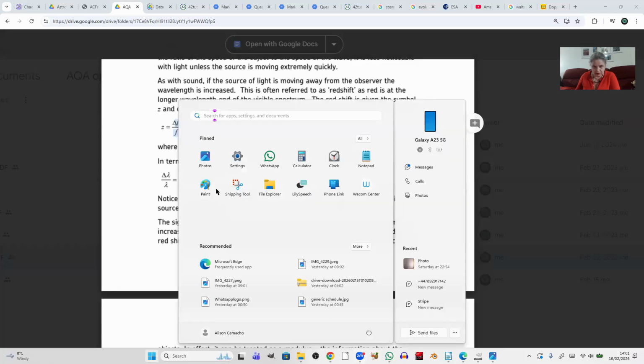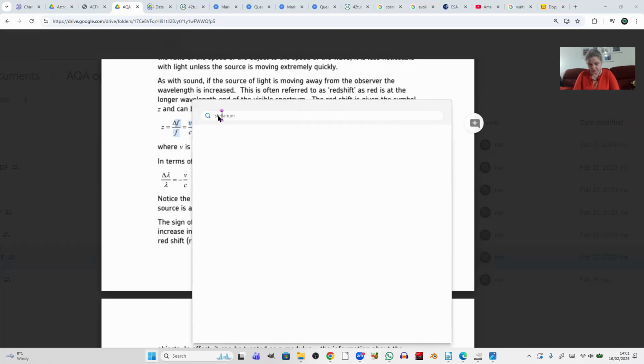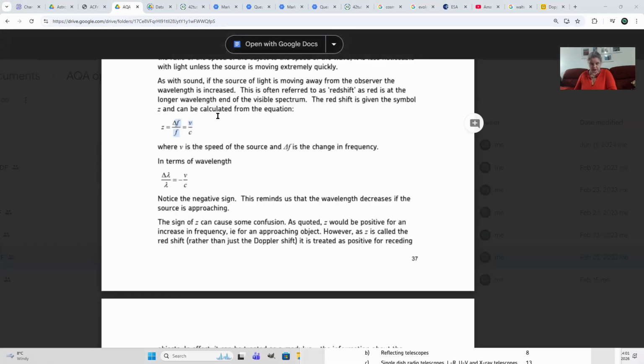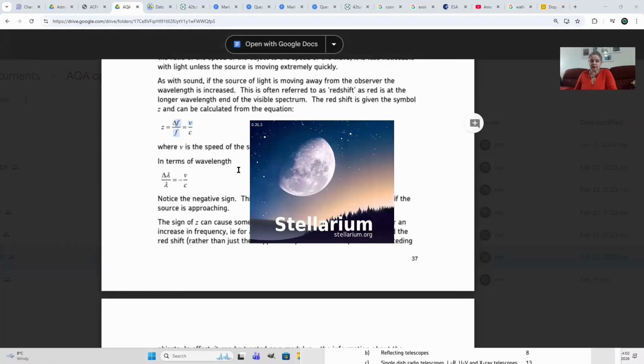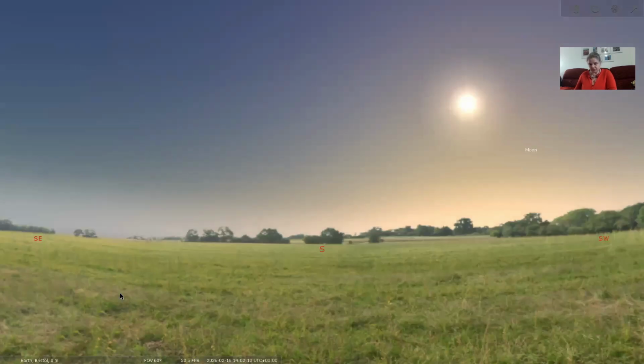Okay, I'm going to share my screen, and then I'm going to pull up Stellarium, which is free, by the way. It's also open source, if you're interested in that sort of thing. So Stellarium is a simulation of the night sky, and it's a really good one. I mean, it's accurate, although it's not real.